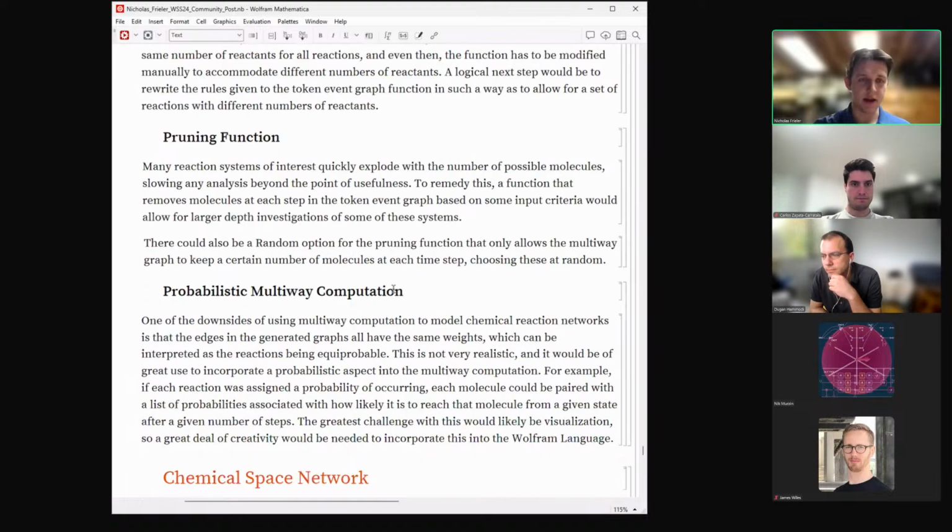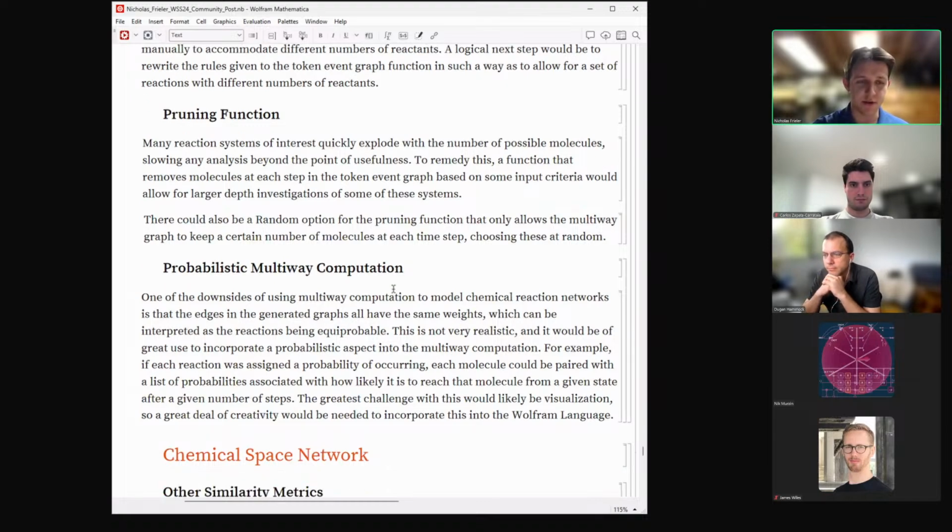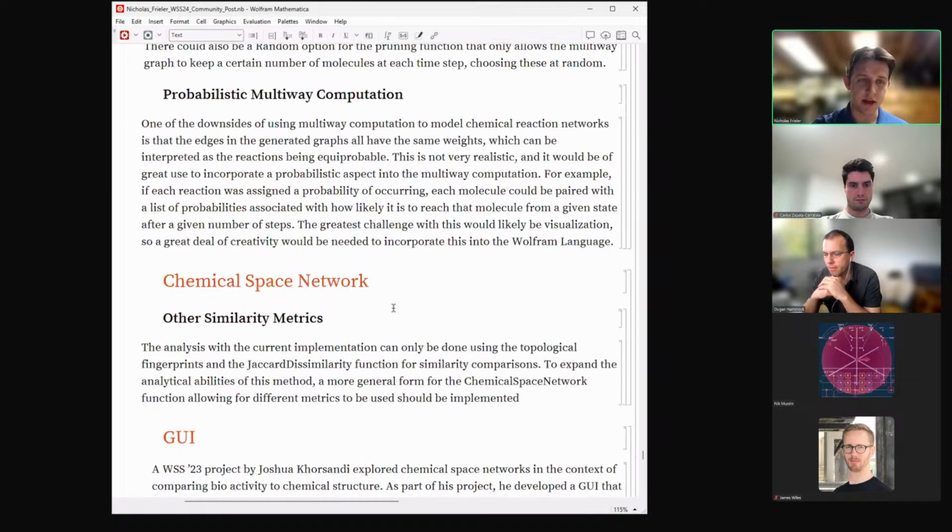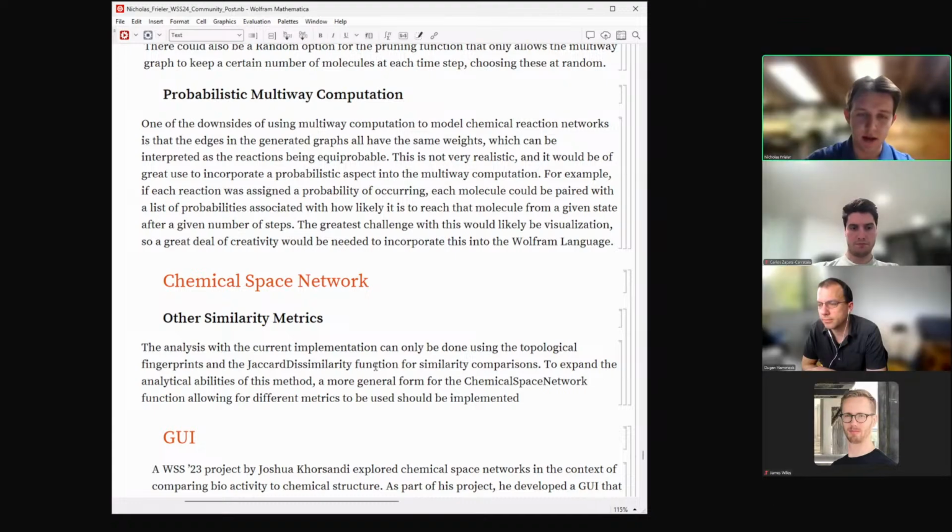And then there's just some other stuff in this. This is part of a community post I made. There are some other things that can be done in the future, like looking at other similarity metrics. This was all done with topological similarity. You could look at things like which functional groups are present, and then the specific numbers of those. And there are a lot of other similarity metrics you could define and gain useful information from these networks.